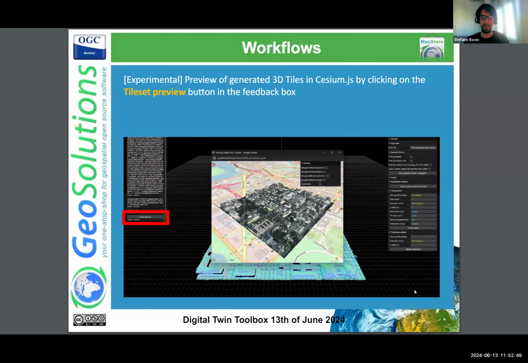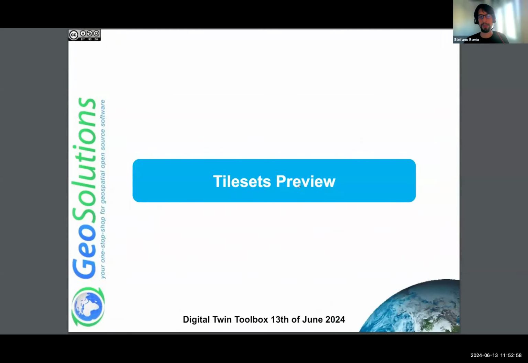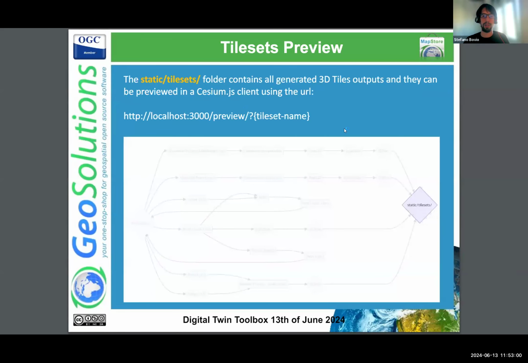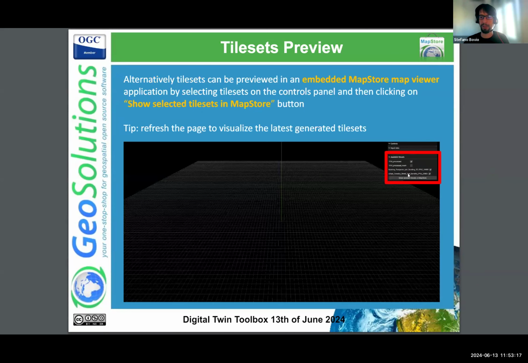To complete this use case for the city of Washington D.C, this sample data, you can all preview the data directly using the tileset previewer that we saw before. All the tilesets are included in the static tileset folder, so you can copy and host whatever you want of the output. Or there is this option available at the top. You can check the tileset that you want, and then show the results inside the MapStore viewer.